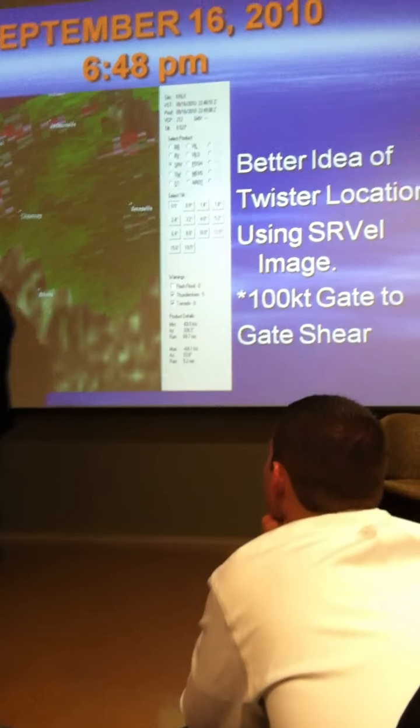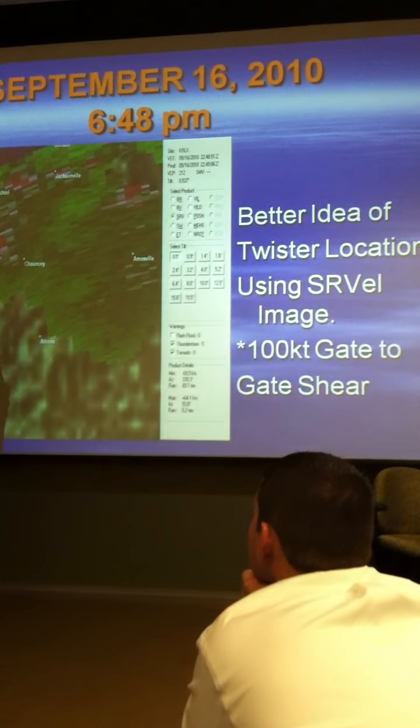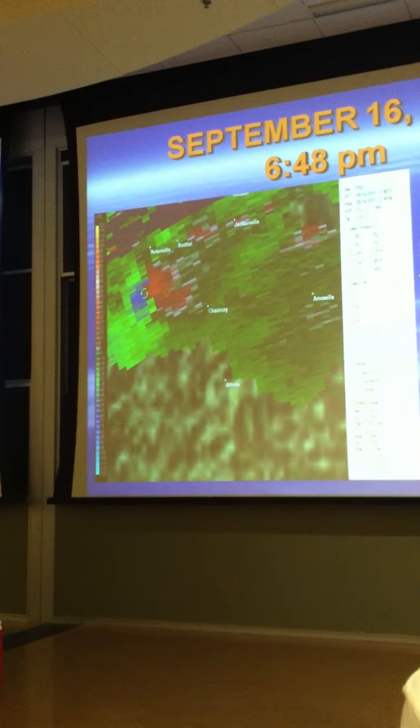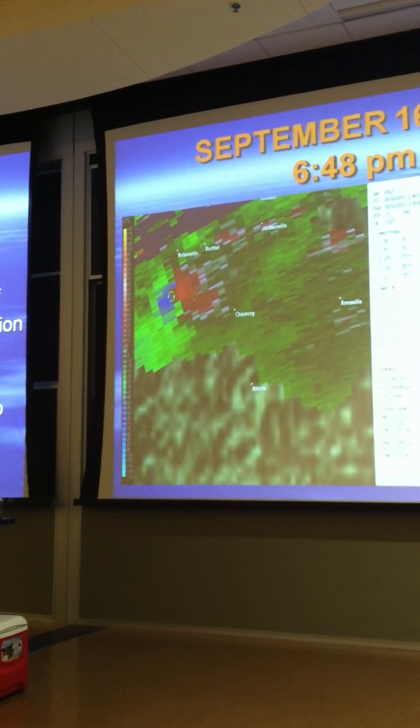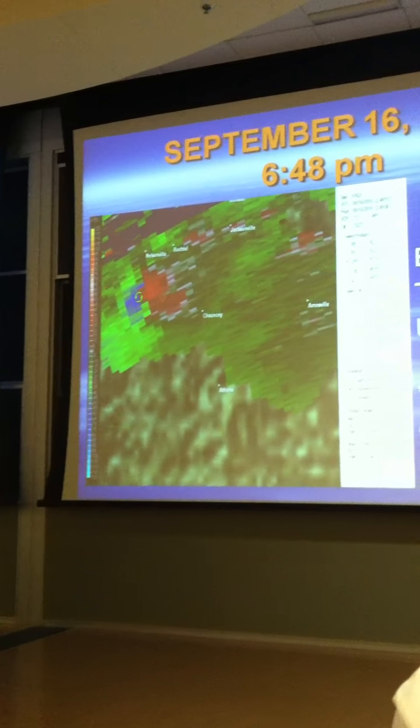Notice our highest outbound velocities in red next to the highest inbound velocities in blue. It's called a couplet, a velocity couplet. And it's about 100 knot gate-to-gate shear right there, as it's on the ground, F2.